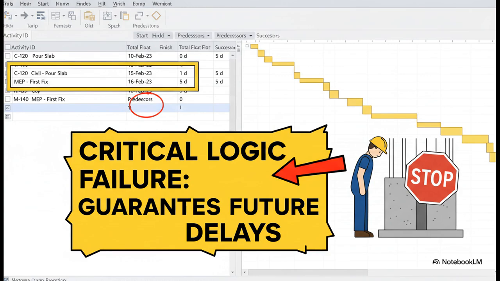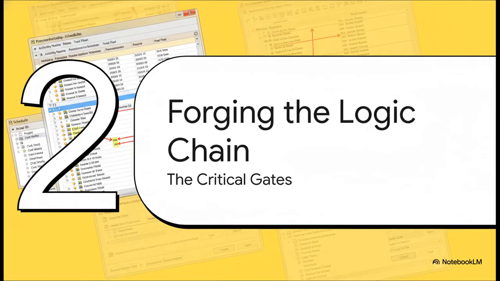The schedule is lying to you because it doesn't understand that the MEP team can't even start their first fix until the civil team has poured the slab. This gap in logic is a ticking time bomb. It doesn't just hide problems, it guarantees delays down the line because nobody sees the train wreck coming until it's too late. Okay, so how do we fix this?